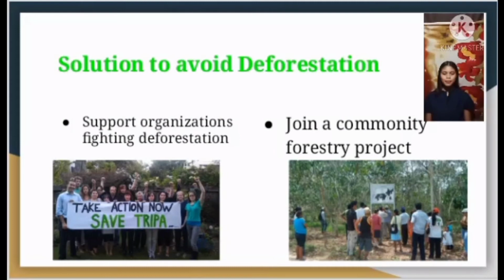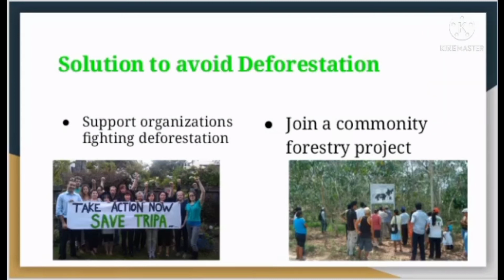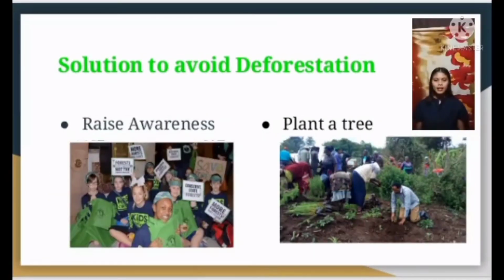Solution to avoid deforestation. Support organizations fighting deforestation. Join a community forestry project. Raise awareness and plant a tree.